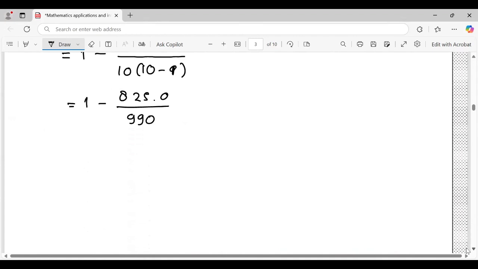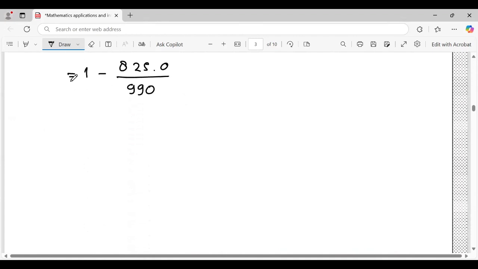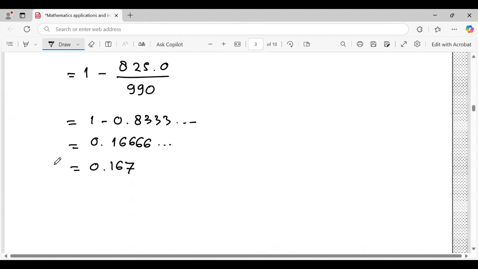If you calculate, it is 1 minus 0.8333, and so on, and it is 0.16666, and so on. So it is 0.167. So this is the value of RS, the Spearman rank correlation coefficient. Okay. The next question.